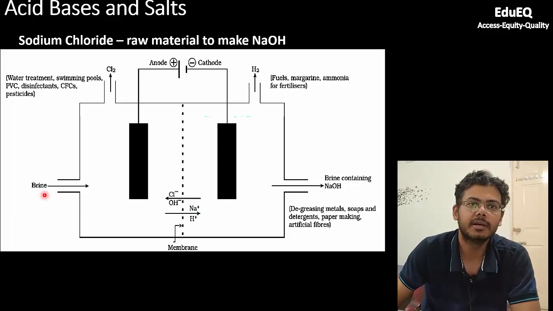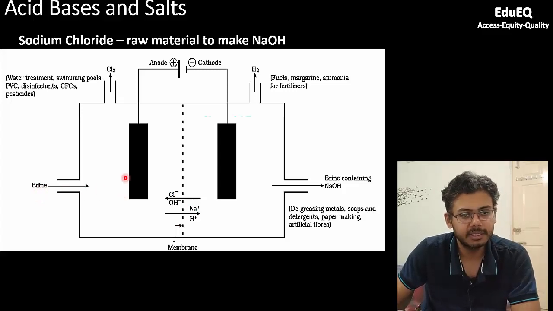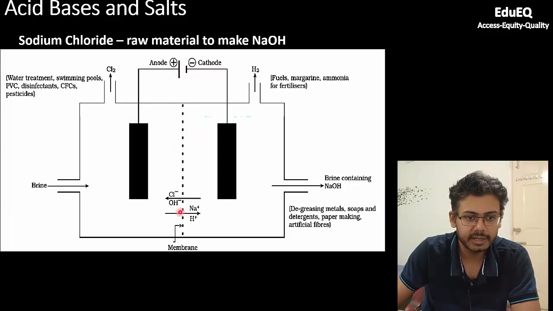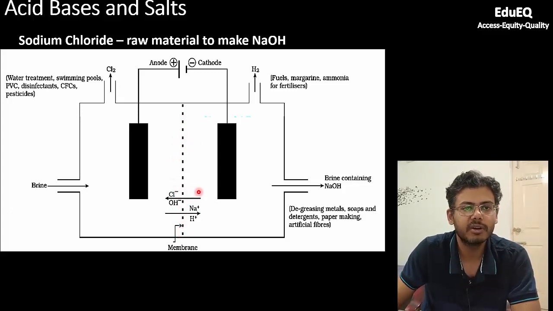Brine is nothing but a concentrated solution of sodium chloride in water. So you put brine here. These are electrodes, the positive electrode being the anode and the negative electrode being the cathode. These are separated by a membrane. Now the property of this membrane is that it only allows movement of certain ions. It doesn't allow movement of all the ions.